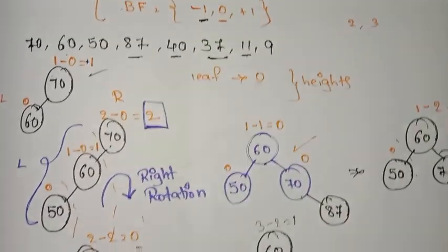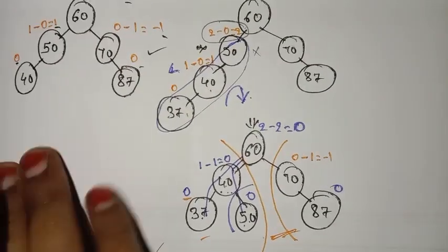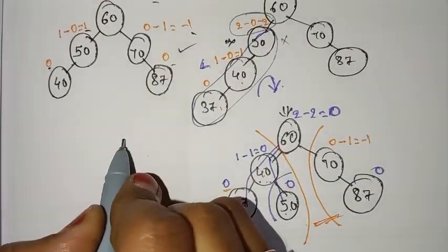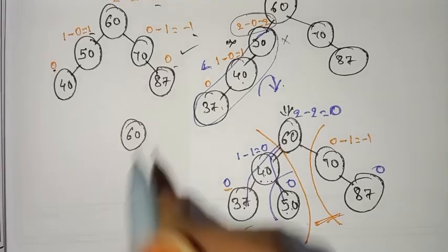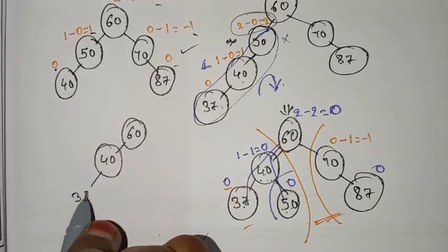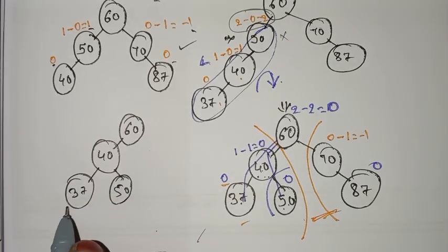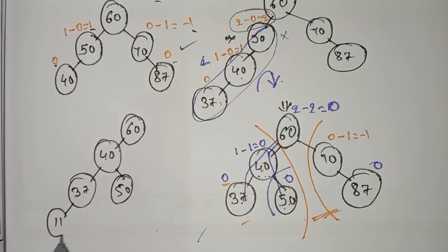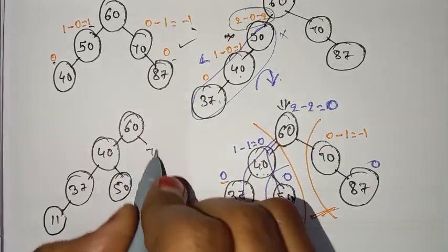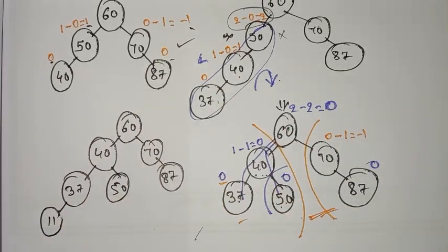One is 11. So I am going to insert 11. How I need to insert the 11 means, see here, 60, again 40, 37 is there, and this side 50. 11 is less than again 37, so I am keeping it here. 70 and then 87. So what will happen?